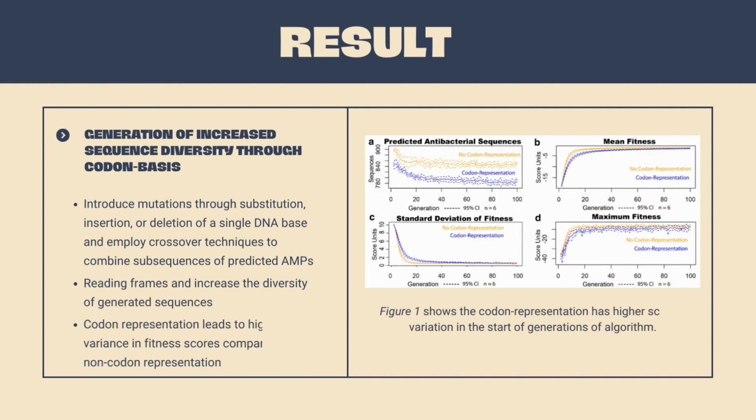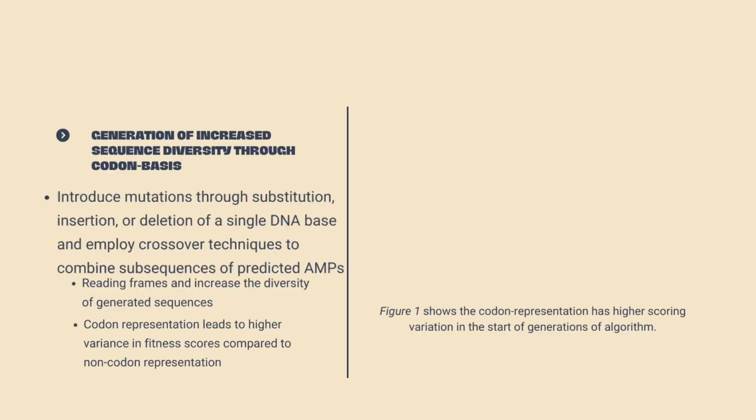The figure at the right side shows that the codon representation leads to higher variance in fitness scores compared to non-codon representation, but it ultimately reaches similar maximum and mean fitness levels.